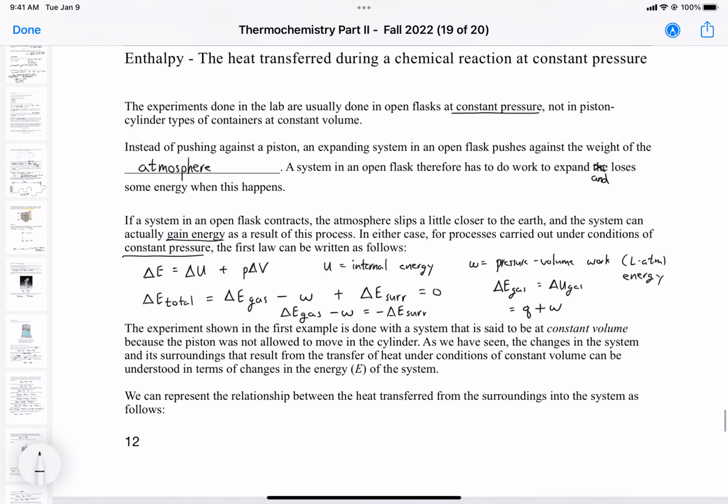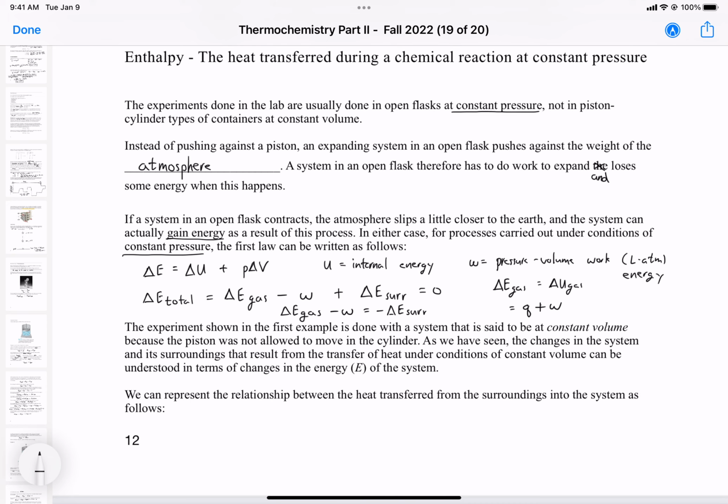All right. So the experiment shown in this first example is done at constant volume. So the first example we saw, right? It's done at constant volume, because the piston was not allowed to move in the cylinder, right? So the volume didn't change. So as we have seen previously, the changes in the system and its surroundings can result from the transfer of heat under conditions of constant volume.